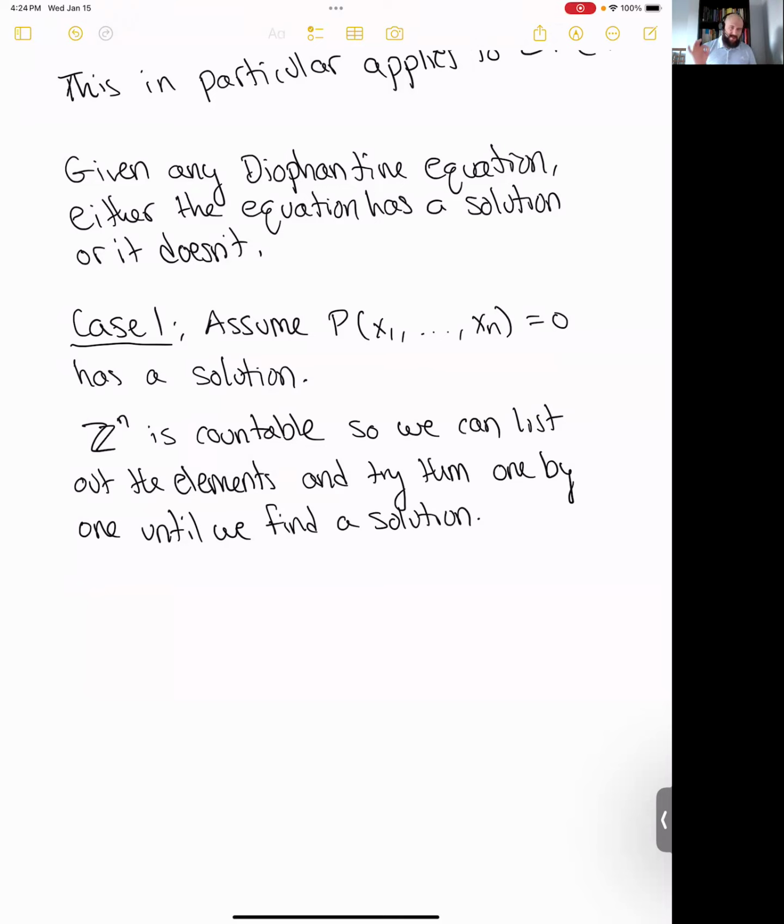So this is where the tension comes in, because if you have a Diophantine equation and it's undecidable, then it must be the case that it does not have a solution. Because if it did have a solution, you'd be able to decide, right? So, okay, now we're in case 2.